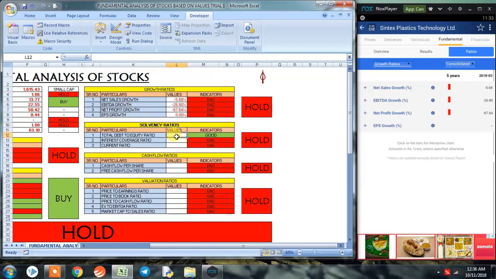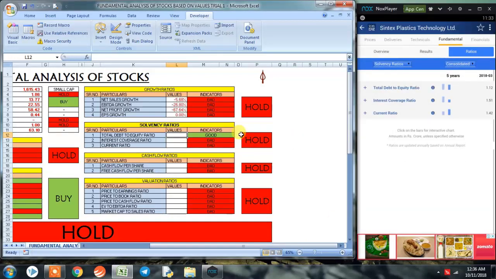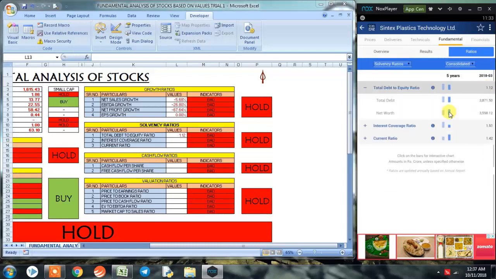Now coming on to solvency ratio, the most important ratio in shortlisting any stock. The first is total debt to equity ratio, which is 1.12. When we click on 1.12, we get to know that the total debt in the company is 3,871.5 crores, whereas the net worth of the company is 3,558.12 crores. The interest coverage ratio is 1.51.